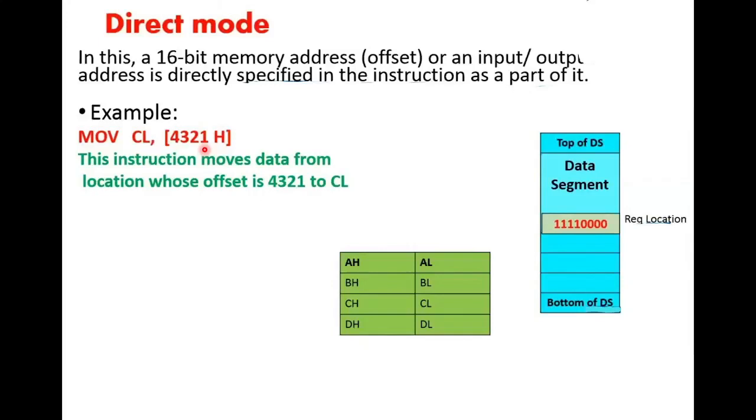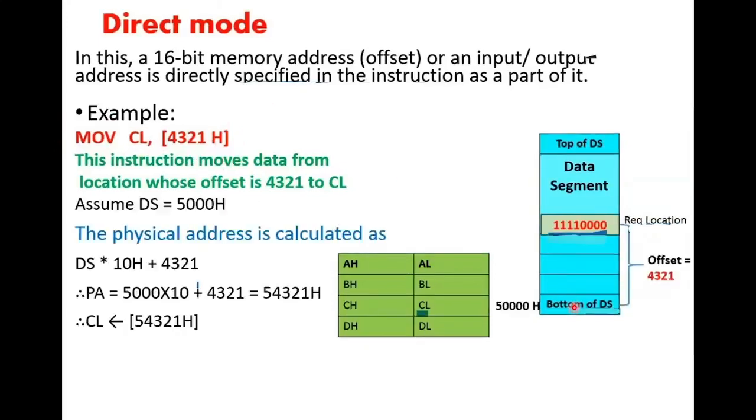Now, the move instruction we know. It is like a copy-paste, right? You are going to paste the value which is there in this location into CL. The move instruction just moves the data from the location to CL. So first we need to find out the location. Only 4321 is given, and this offset is always associated with the data segment. Remember, this kind of instruction is always associated with the data segment.